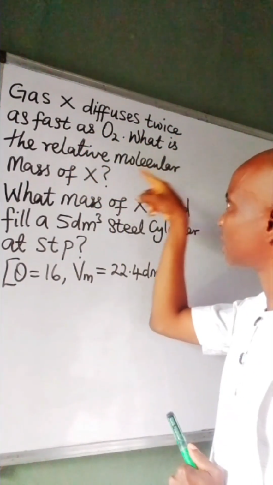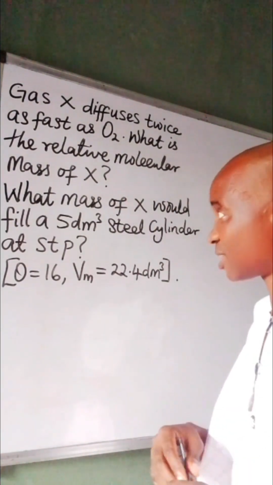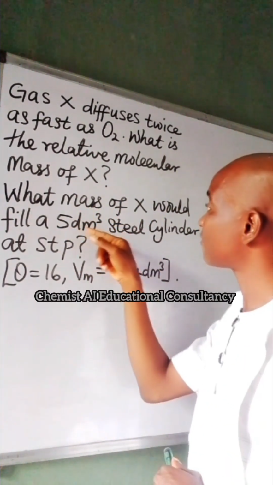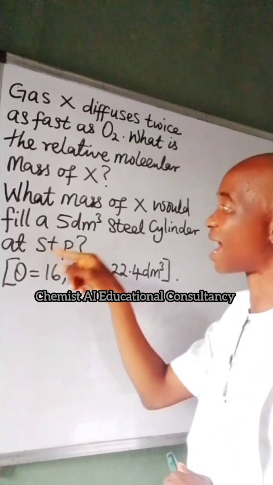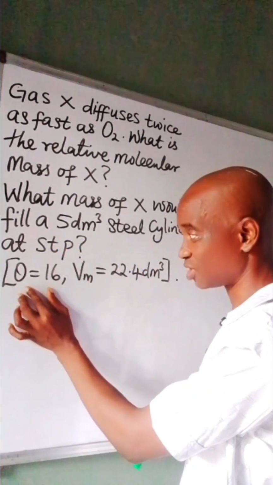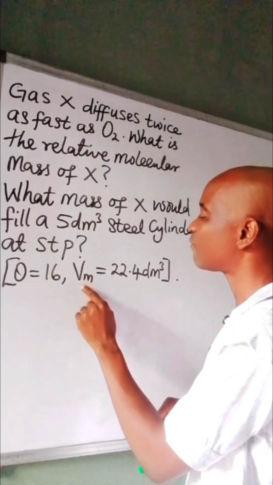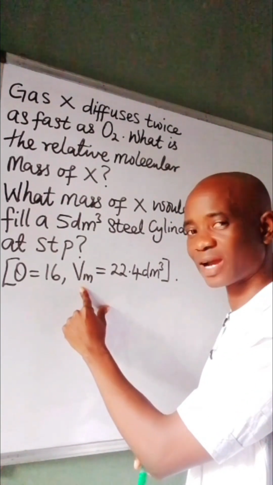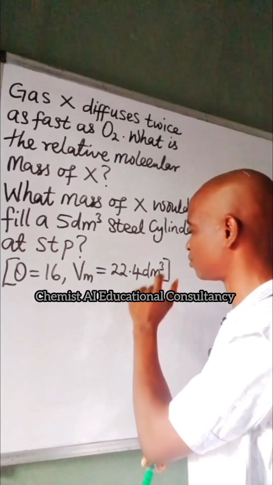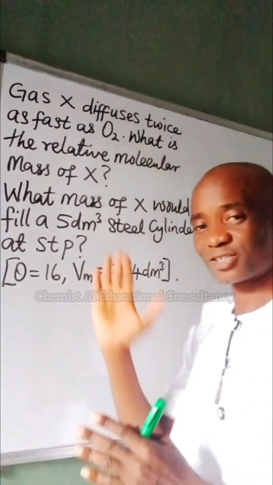What is the relative molecular mass of X? And the second question is, what mass of X would fill a 5 dm³ steel cylinder at standard temperature and pressure? The atomic mass of oxygen is 16. The molar volume, that is the volume occupied by 1 mole of any gas, is 22.4 dm³. Now, let us face the first question first.